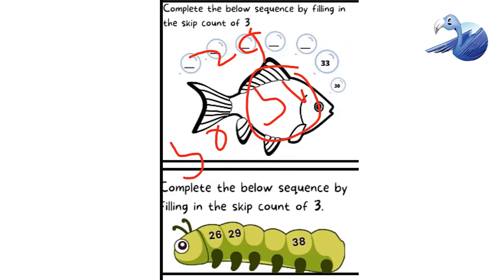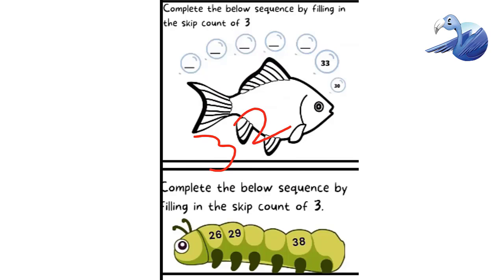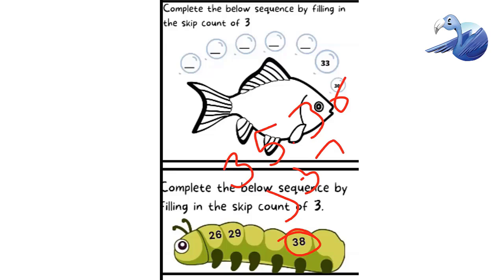29, 30, 31. So you have to write 1, 2, 3. Skip all three numbers and write number 32. Okay. Now 32. You have to add on number 32 also. 32, 33, 34. So you have to write 35. Okay, now how many numbers will we add to 35? 36, 37. Okay, so when you skip three numbers, then 38. It's the right answer. Okay, got it, students?